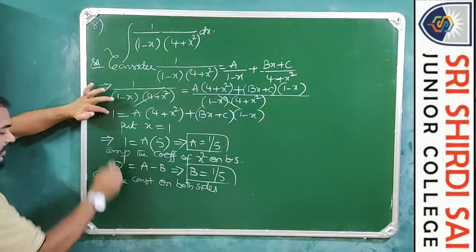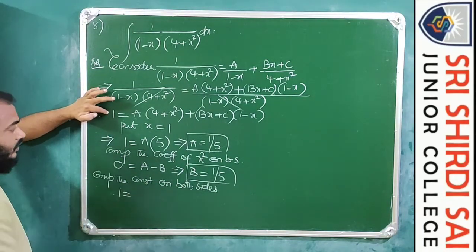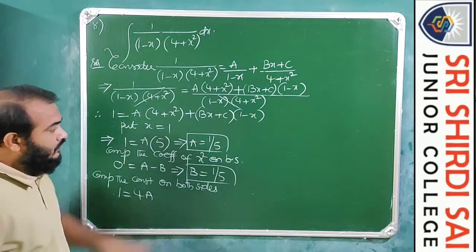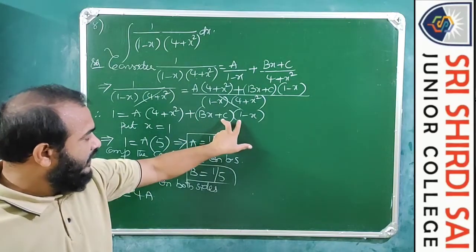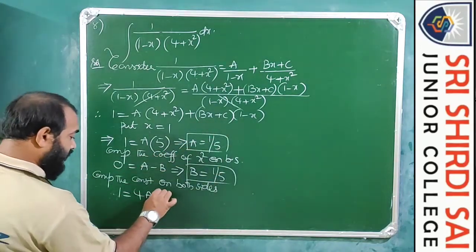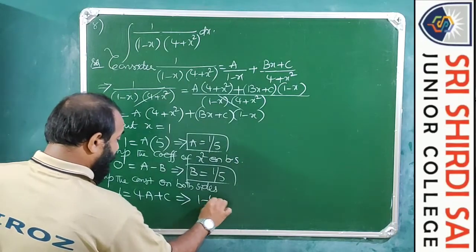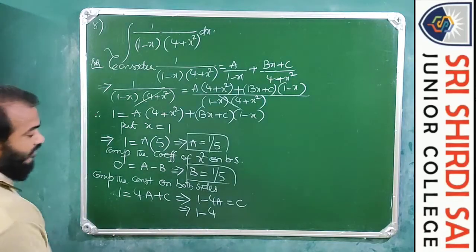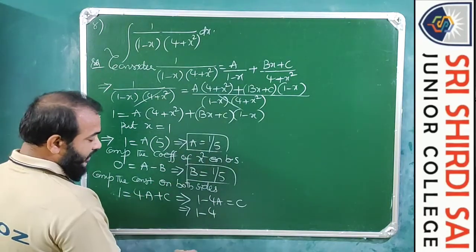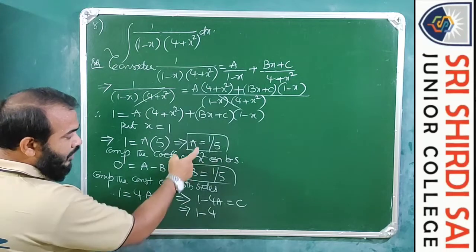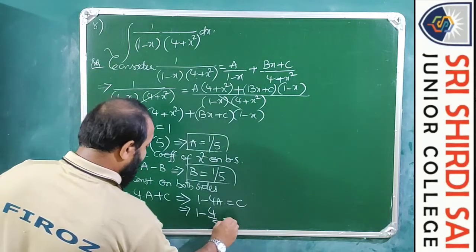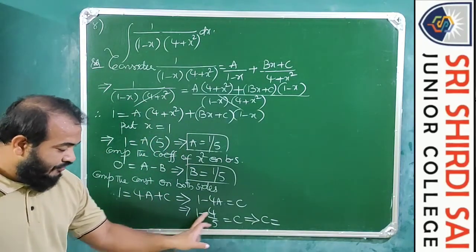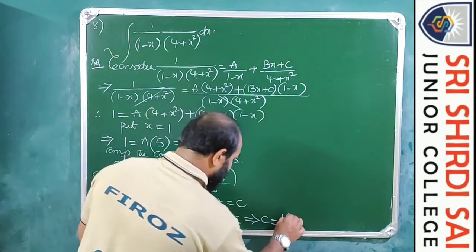So the constant in the LHS is 1. So 4 into a, 4a, which is a constant. So c into 1 is c, which is a constant. So 1 minus 4a is equal to c. So 1 minus 4 into the value of a, and the value of a is 1 by 5. 4 into 1 by 5 is 4 by 5, so 1 minus 4 by 5 is equal to c. From this, c is equal to 5 minus 4, 1 by 5.